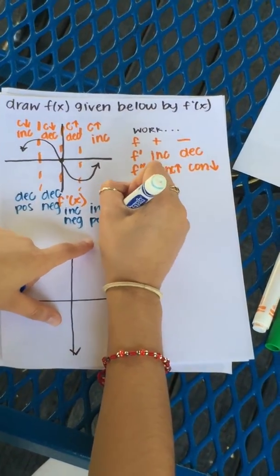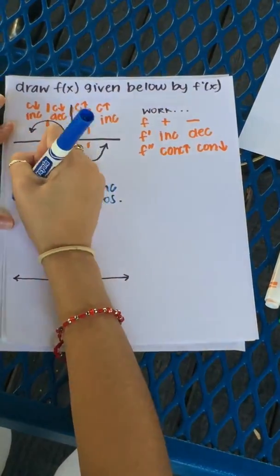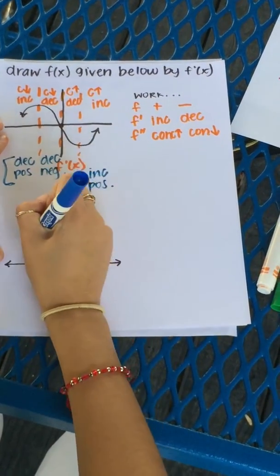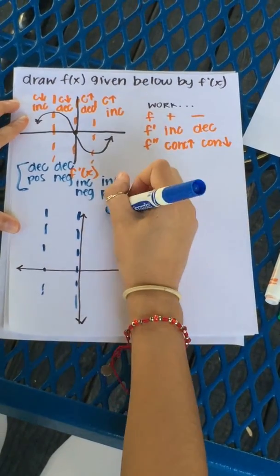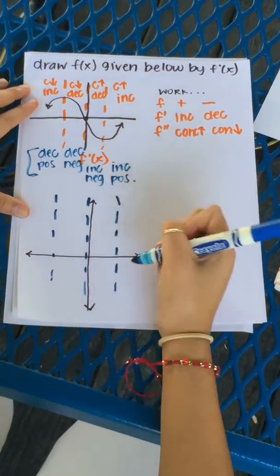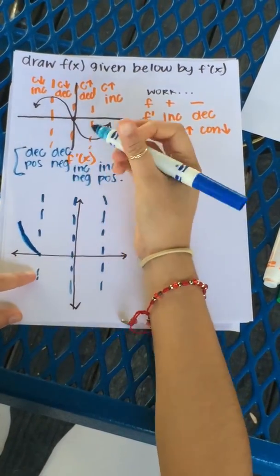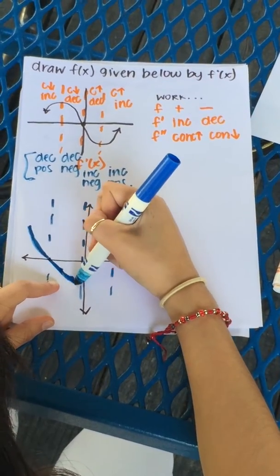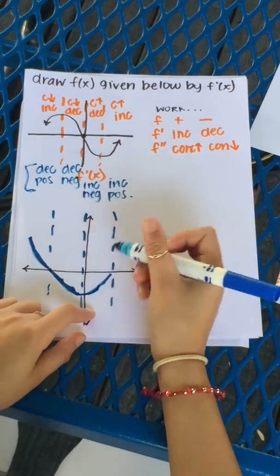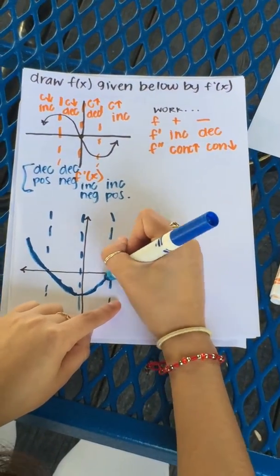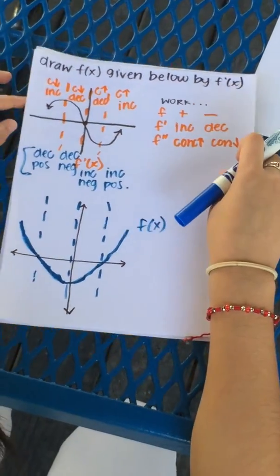f of x is positive. So we have to draw f of x based off this, and we break it up into sections again to match the one above. So if this is decreasing positive, our graph will be looking something like this. If it's decreasing negative, it would look something like that. Increasing negative, it's gonna go up. Increasing positive, it's gonna go up. So this will be the graph of f of x given by f prime of x.